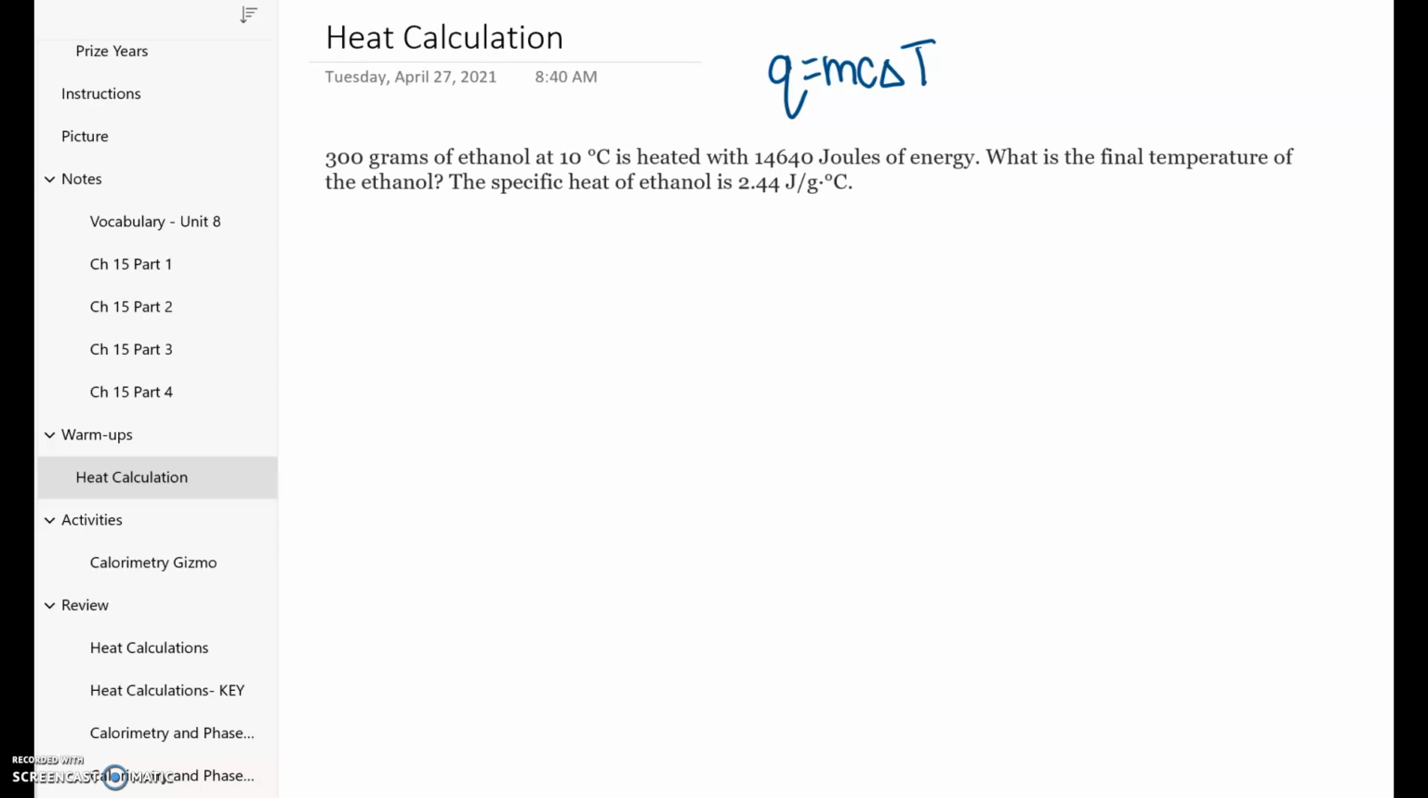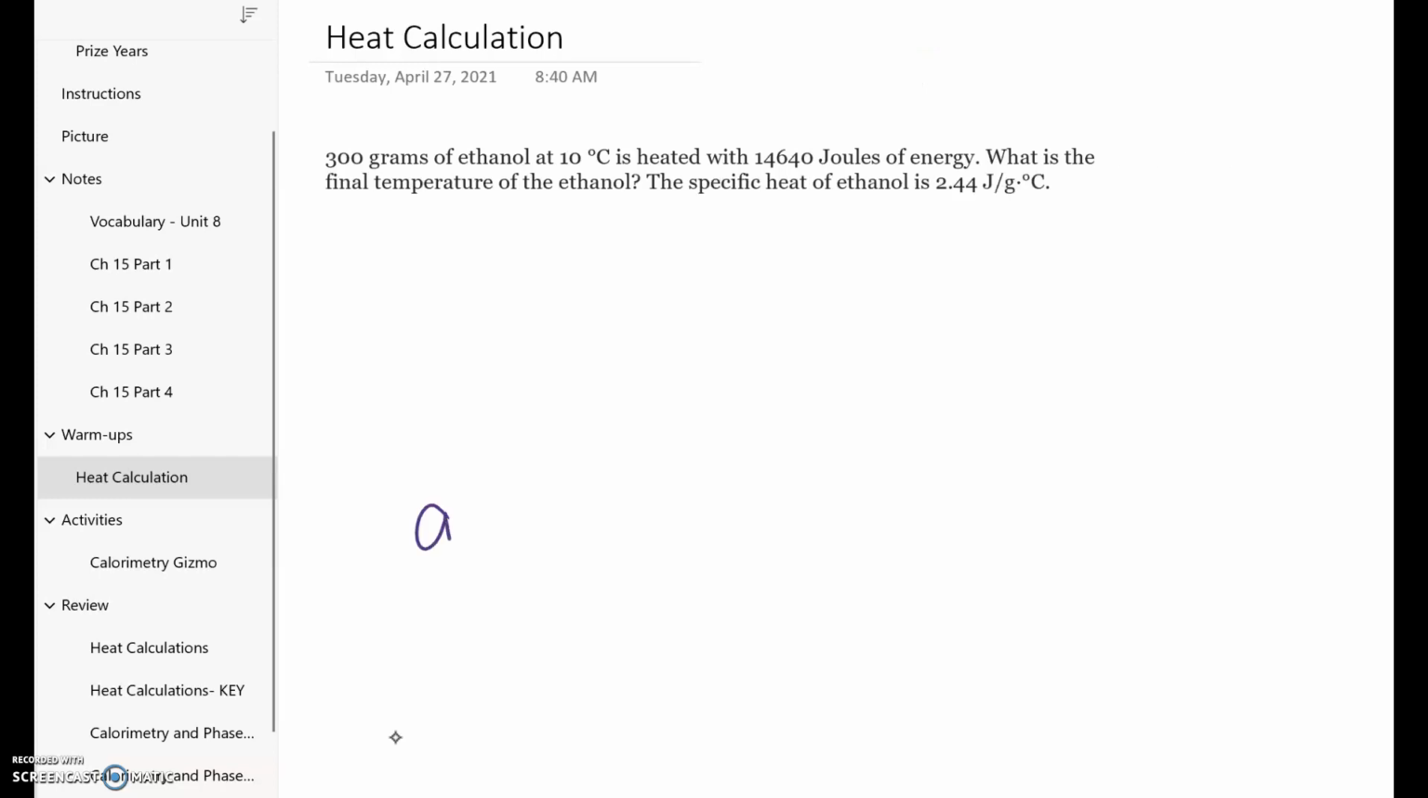So in this warm-up question, it's just a refresh of using the equation that we used yesterday, where Q equals MC delta T. So if you need a little quick review of what each variable stands for, I'll write it down here.